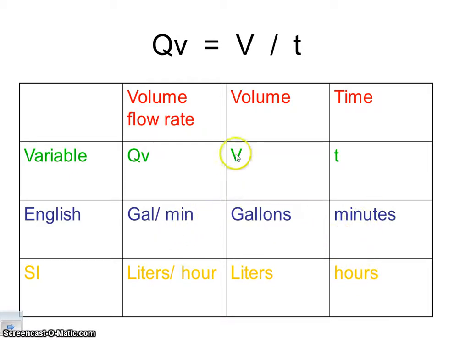Since you're taking volume divided by time, your volume flow rate is going to be gallons divided by minutes, so you get gallons per minute. Here, liters divided by hours, so you're going to get liters per hour. It's very important that you see that, because when it comes to doing problems in science, units are everything. That's how you pick them out of the problems. That is the trick. You need to make sure you know your units.